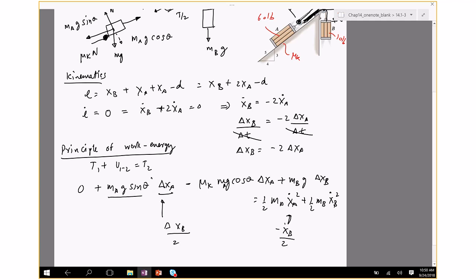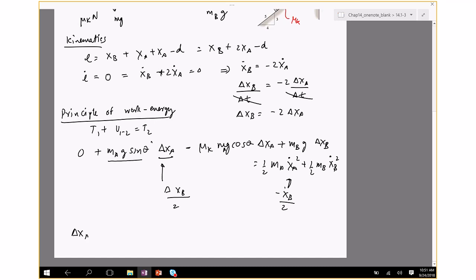Once I do that, I can solve for delta XA, and then I know delta XB. I just need to solve for V2 or VB or XB dot. I'll finish it up and post it.